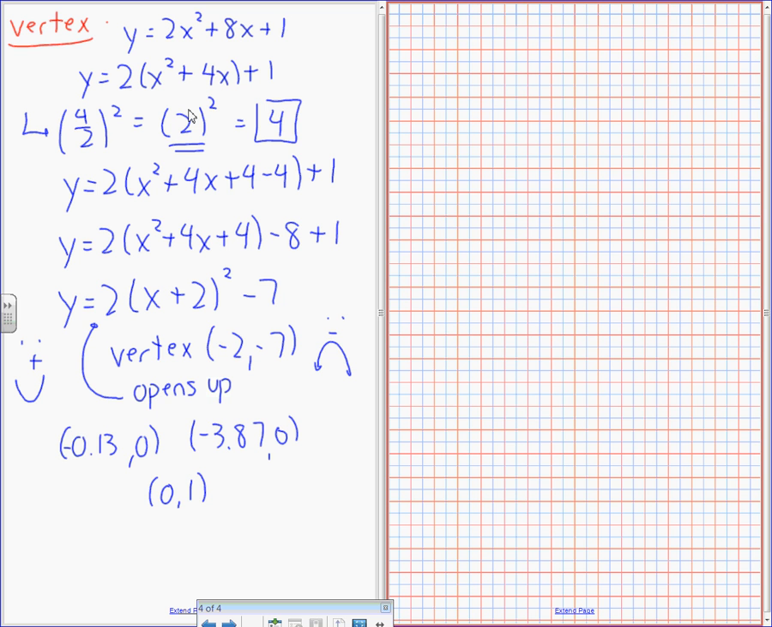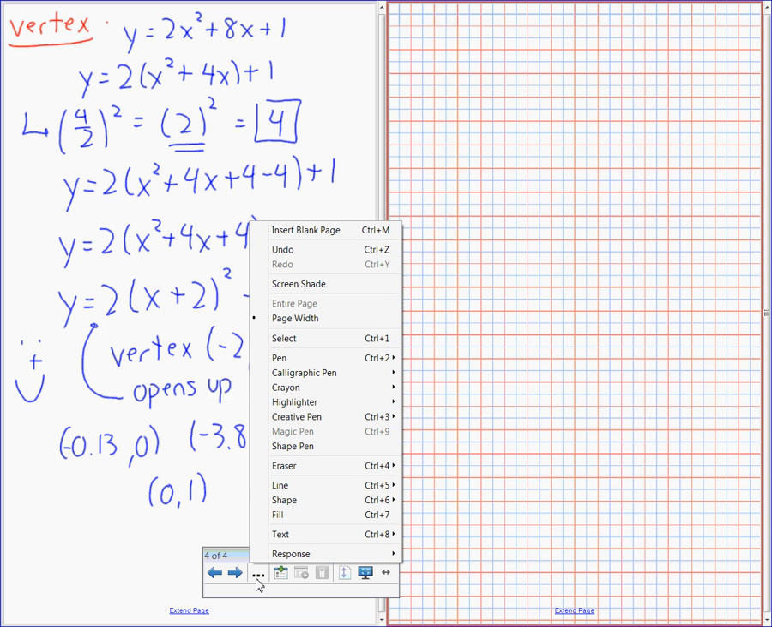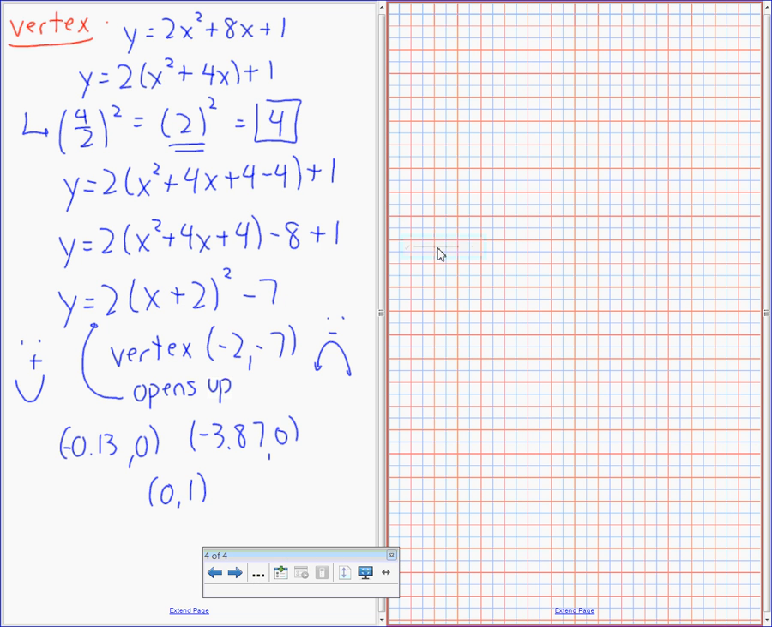Okay, so I have 0 and 1. I got to get down to negative 7. I got to get over to negative 4-ish.